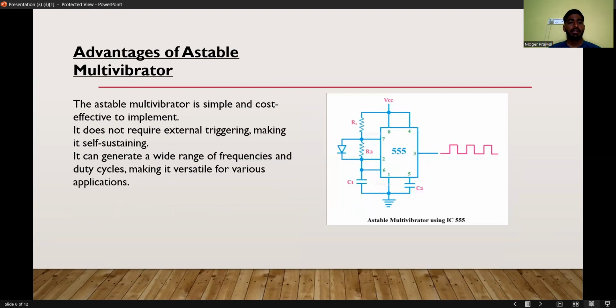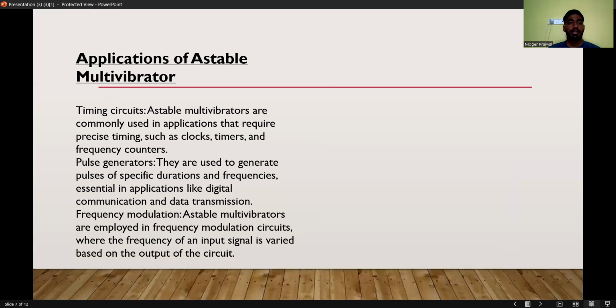Advantages of an astable multivibrator. The astable multivibrator is a simple, cost-effective circuit to implement. It doesn't require external triggering, and it can generate a wide range of frequencies and duty cycles, making it versatile for various applications. And next page, applications of astable multivibrator.